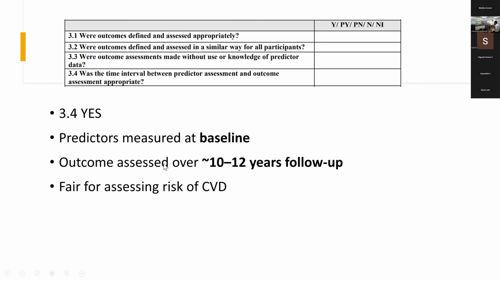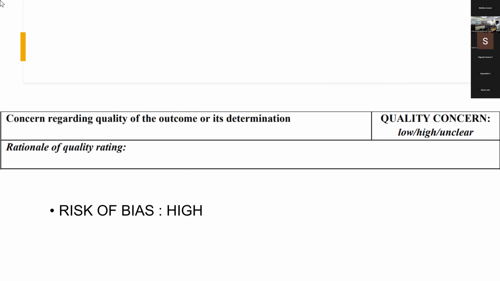And was the time interval between predictor assessment and outcome assessment appropriate? For this, I have given a yes, because the outcome was assessed at 10 to 12 years of follow-up, which is a fair enough duration for development of a cardiovascular event. And the predictors were also measured at baseline, hence I have given a yes to this question.